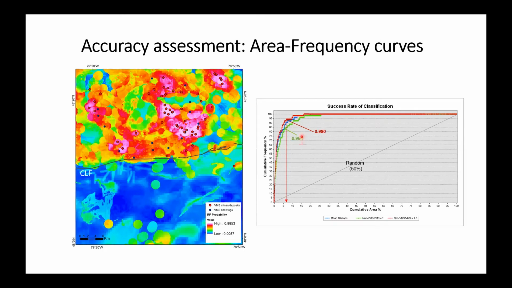About 95% of all deposits lie on the top 7% of high probability areas, and this is about 13% for the map for the ratio of 1.